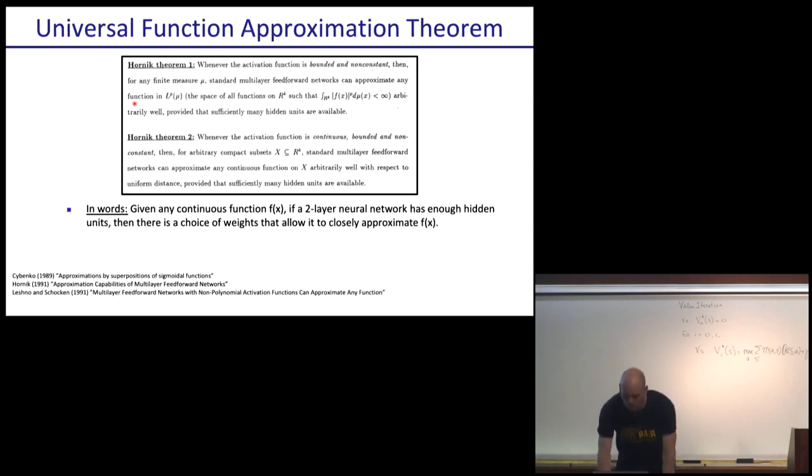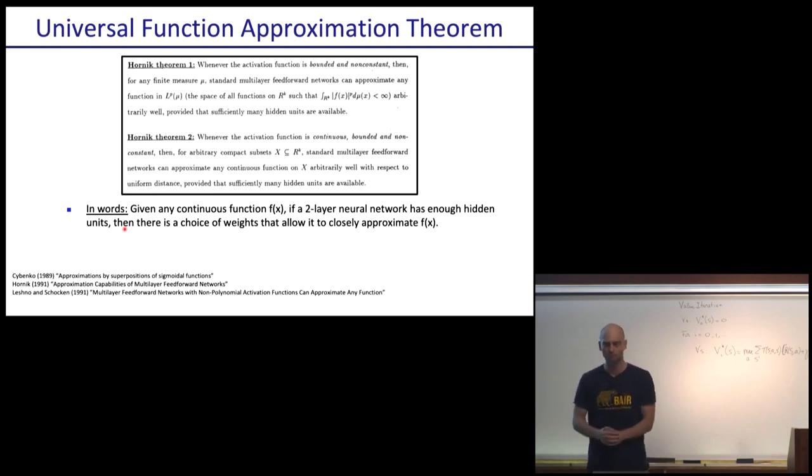And so there's a universal function approximation theorem, which came out in the late 80s, early 90s, with a few different variations. The exact phrasing is shown here, Hornik's theorem 1, Hornik's theorem 2. In words, it says, given any continuous function f of x, if a two-layer network has enough hidden units, then there is a choice of weights that allows it to closely approximate f of x. Closely means that at any given time, anywhere along the function, you'll be within some epsilon. Once you specify an epsilon, there will be a resulting number of units you can pick. You want epsilon smaller? Sure. You'll need a larger number of units, but for every epsilon, there will be a number of units that will do it for you.